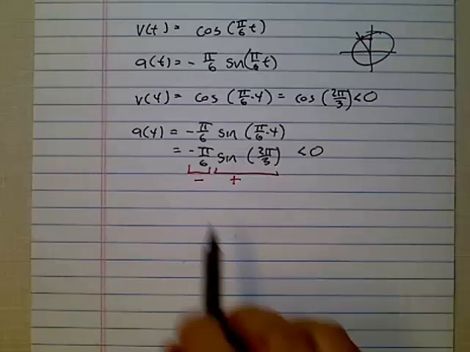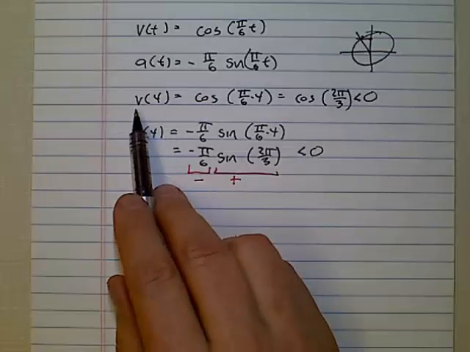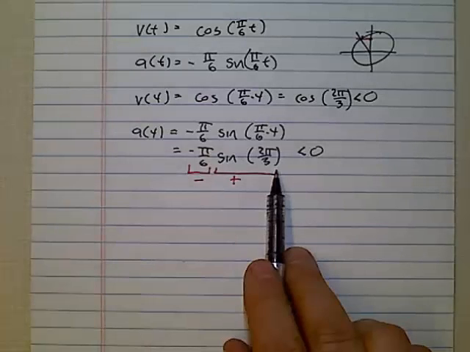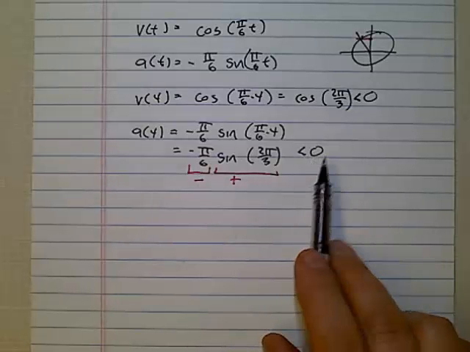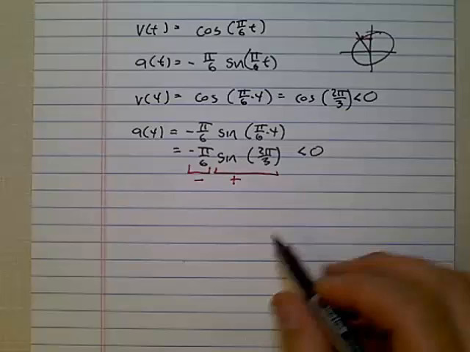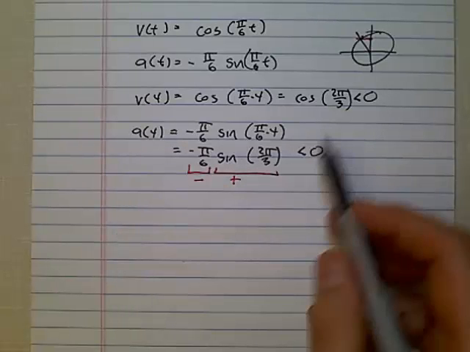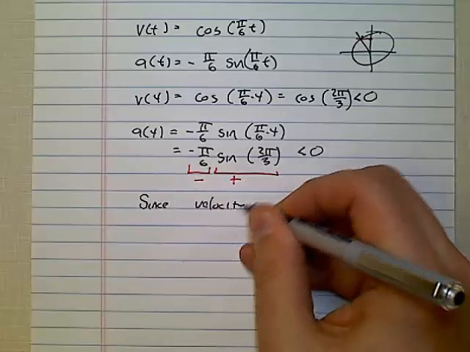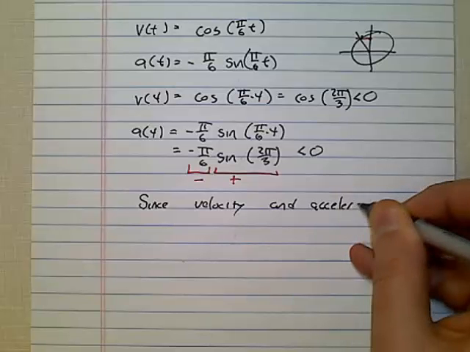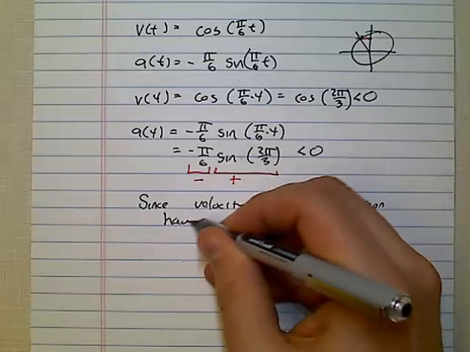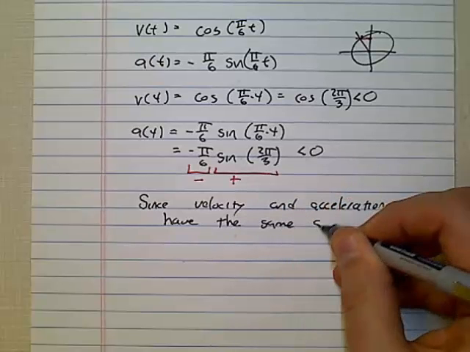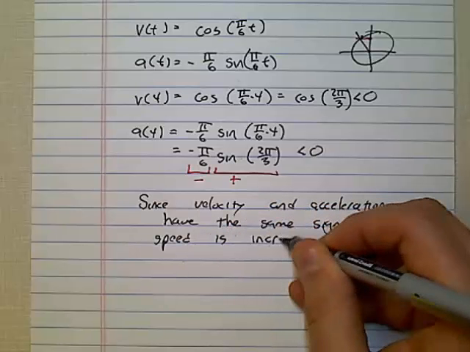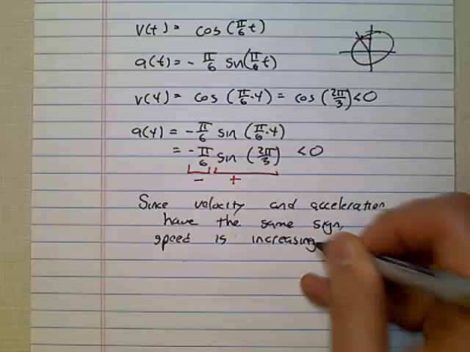So the critical thing here is I'm saying at time t equals 4, the velocity is negative and the acceleration is negative. Notice again, I don't have to work out what this is. I just have to say that it's negative, and I have to be right about that. Then I'm going to say the velocity and acceleration have the same sign. They're both negative. So you're going to say, since velocity and acceleration have the same sign, the speed is increasing. And that's our conclusion to number 6.